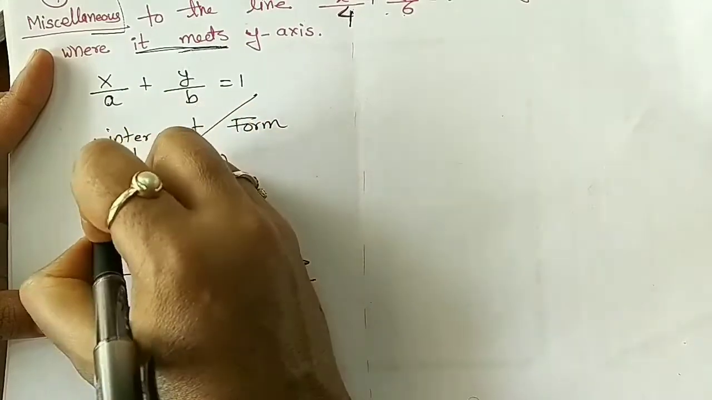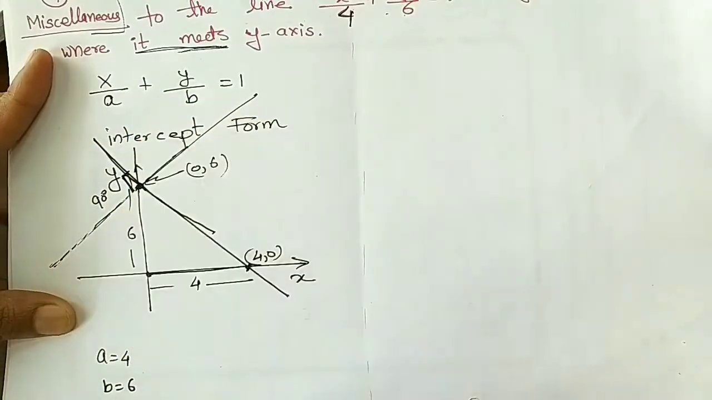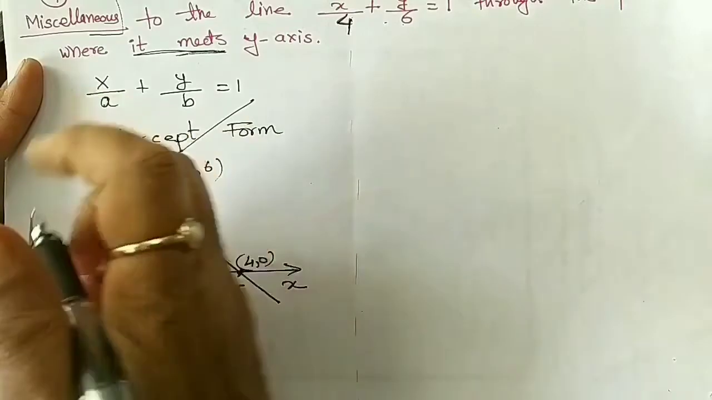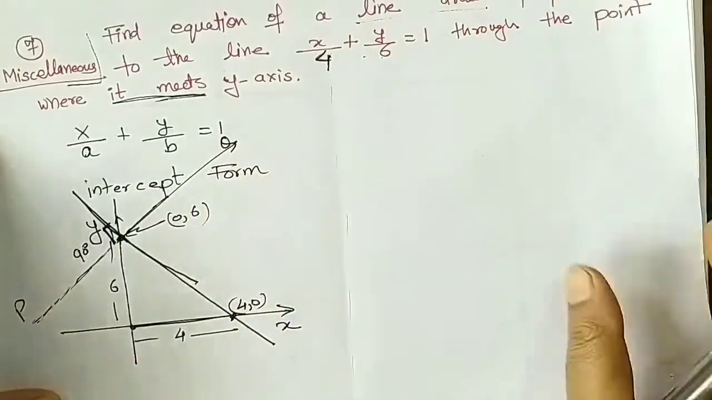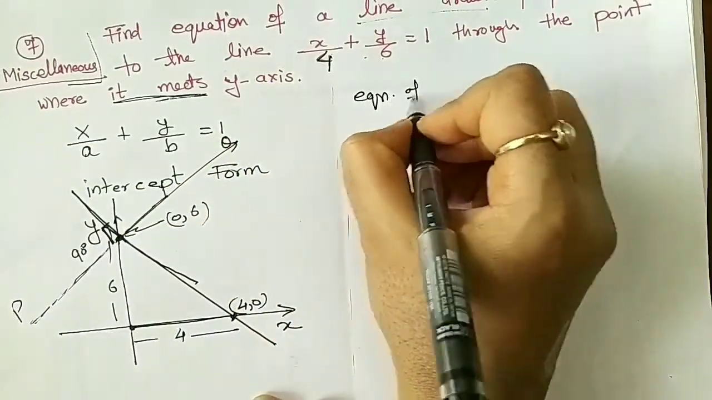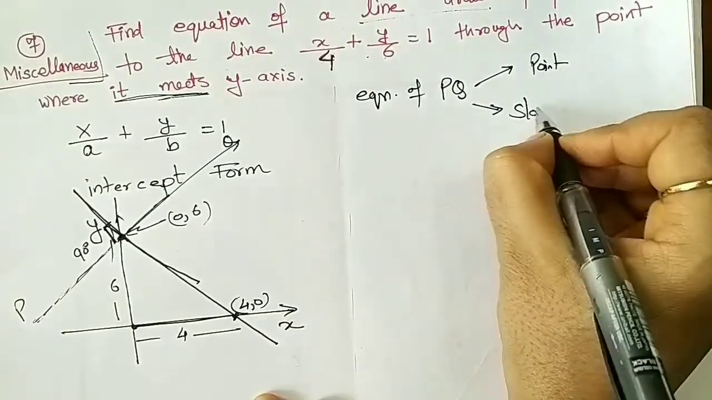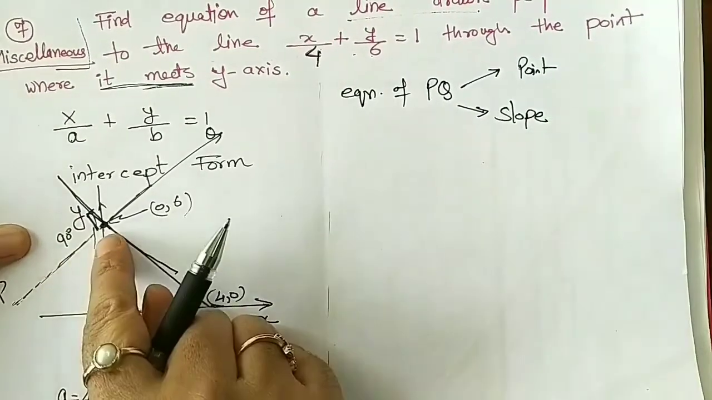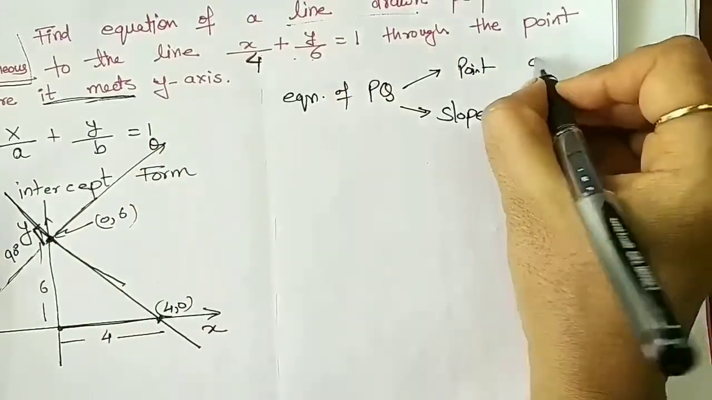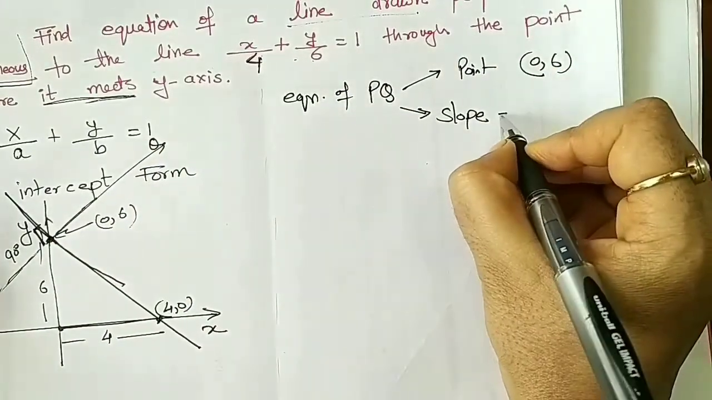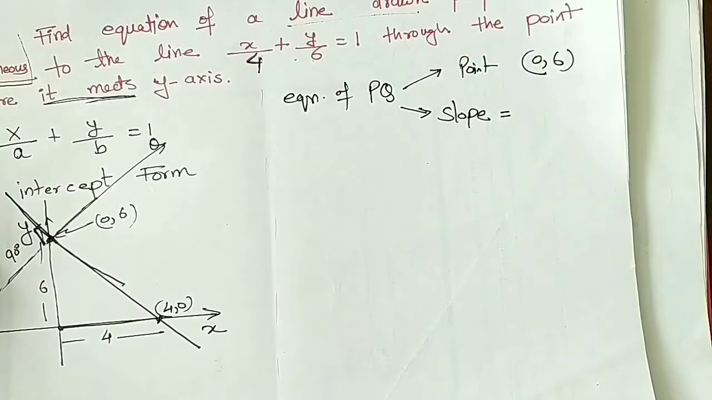So I think this one is perpendicular to this line. You see this is 90 degree and going through this point. So you need the equation of this line. Say this is PQ. So for the equation of PQ, what do you need? You need a point and you need a slope. The point is given. This line is passing through 0 comma 6. Now the question is, what is the slope?